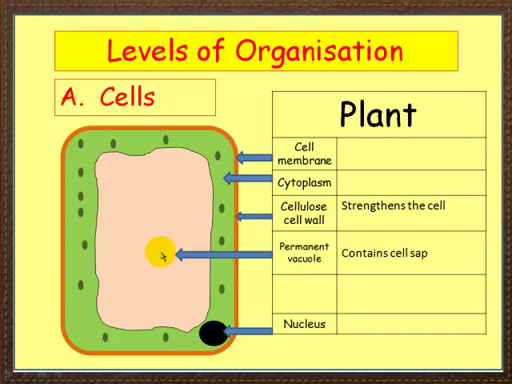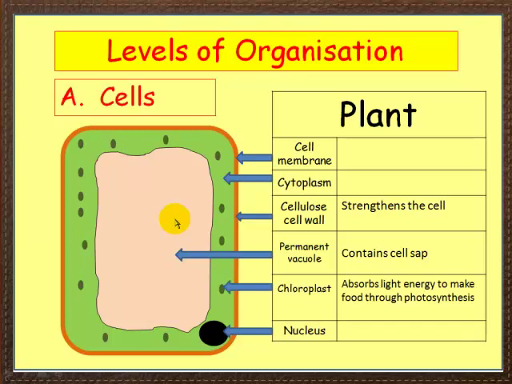Inside the middle of the plant cell you've got a permanent vacuole. Now a permanent vacuole contains cell sap, and this tends to give strength and rigidity to the cell. The more sap there is in there, the more rigid the cell, the more supported it is. And lastly, you've got these green structures here called chloroplasts. Now chloroplasts absorb light energy to make food through photosynthesis. They've got a special green pigment called chlorophyll, and chlorophyll has the ability to absorb light energy.